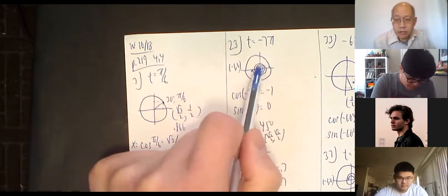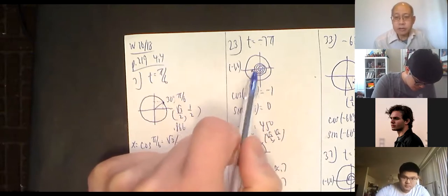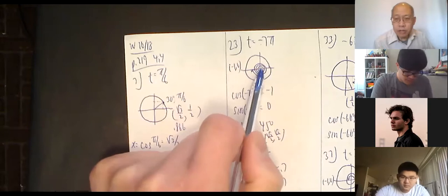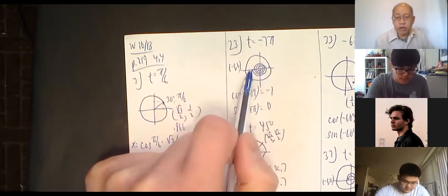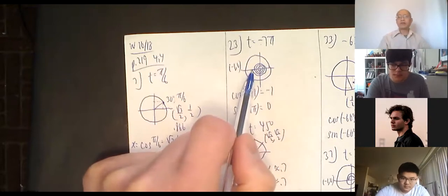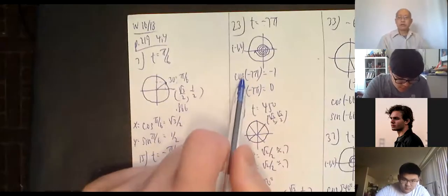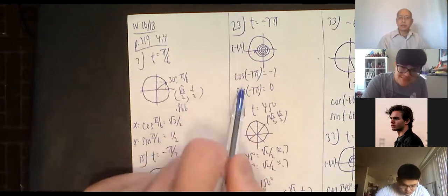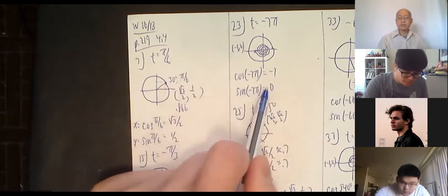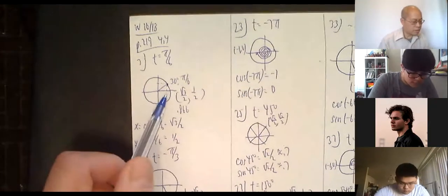So what's all this squiggly stuff? I've gone around 3 and a half times backwards. Go around once, twice, 3 times backwards, and then one more. So it's 3.5 revolutions backwards, and I land at the point negative 1, 0. So cosine of negative 7 pi is negative 1, the x coordinate, and sine of negative 7 pi is 0, the y coordinate. All right, so that's all.